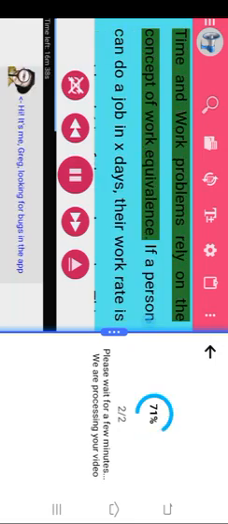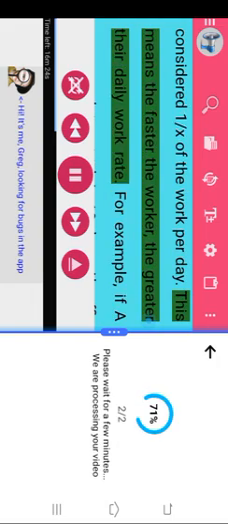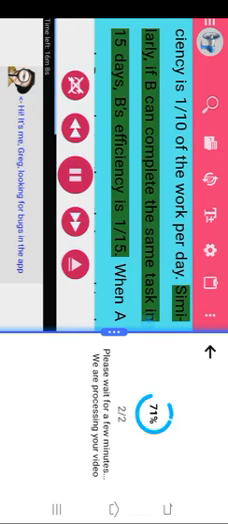Time and work problems rely on the concept of work equivalence. If a person can do a job in X days, their work rate is considered 1/X of the work per day. This means the faster the worker, the greater their daily work rate. For example, if A can complete a task in 10 days, A's efficiency is 1/10 of the work per day. Similarly, if B can complete the same task in 15 days, B's efficiency is 1/15.